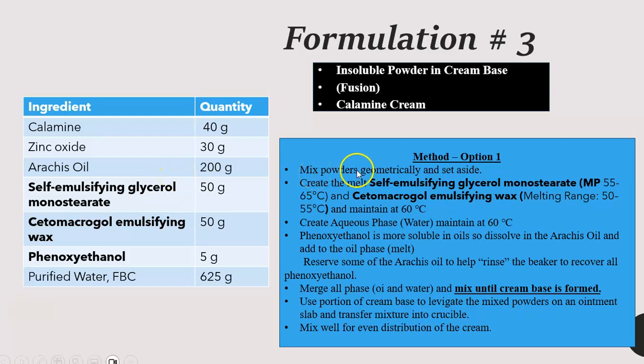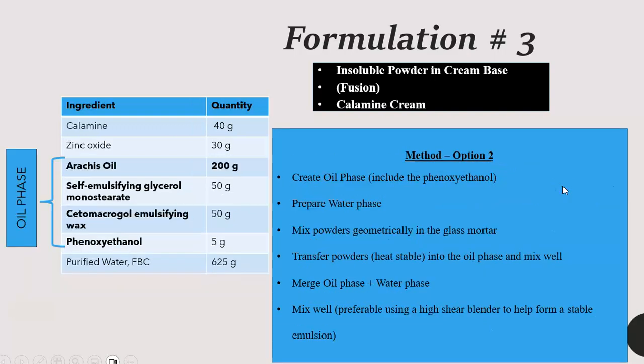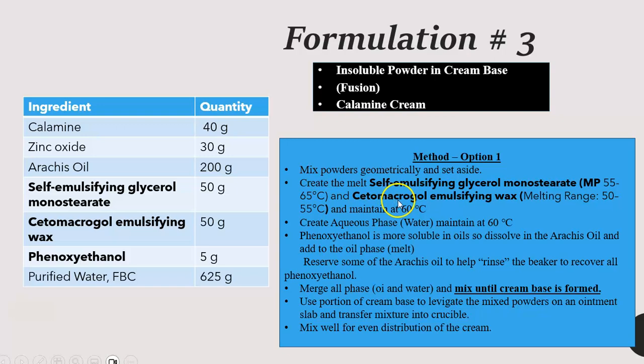So I'm thinking that we would mix the powders geometrically because they're two bulky powders, and we'll mix them geometrically in the glass mortar and set them aside, right? Because they're bulky, insoluble powders. Then you create the melt with the oil phase, which is a self-emulsifying glyceryl monostearate, which has a melting point of 55 to 65, and the cetamacrogol melting range is 50 to 55. So I advocate that you melt these two together and keep them at 60. Heat the water phase and maintain at 60 as well.